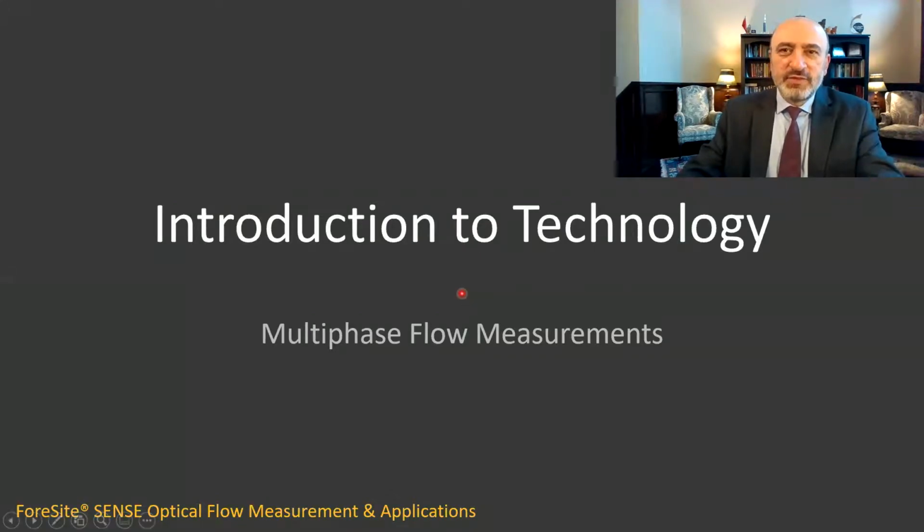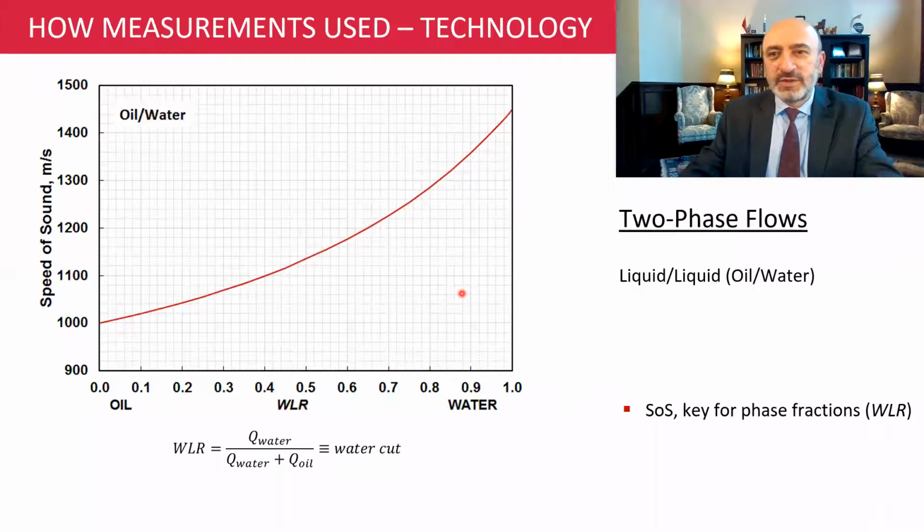In this section, we will discuss how the key measurements of the optical flow meter are used to determine the multiphase flow rates. We will start with two-phase liquid-liquid flows and first demonstrate the importance of the speed of sound measurement.